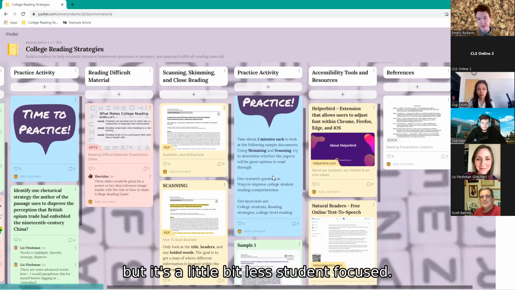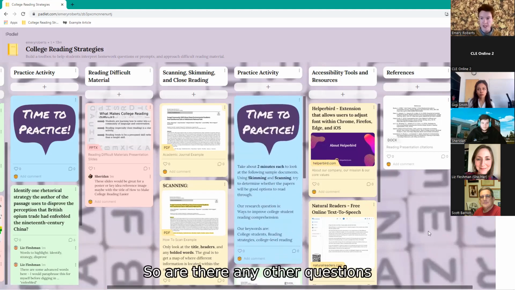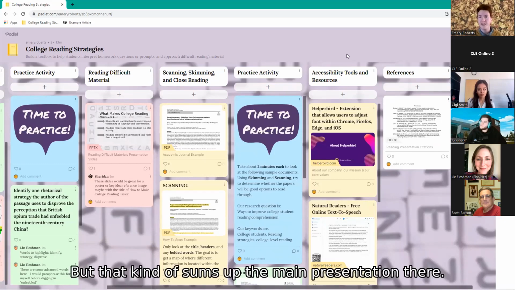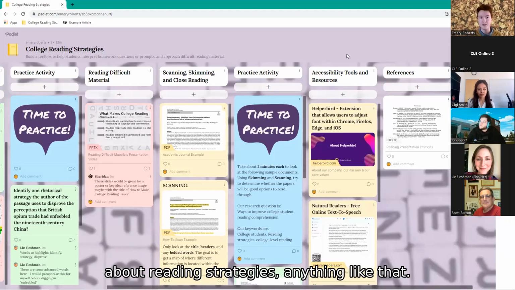Okay. So are there any other questions about that little practice activity? I have one more section here of just some different accessibility tools I wanted to run through, but that sums up the main presentation there. So if there's any other questions about reading strategies, anything like that.